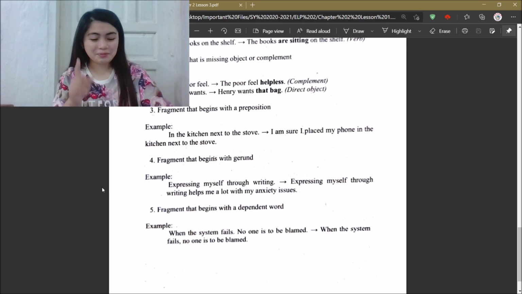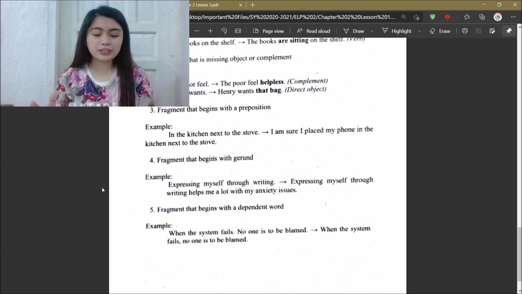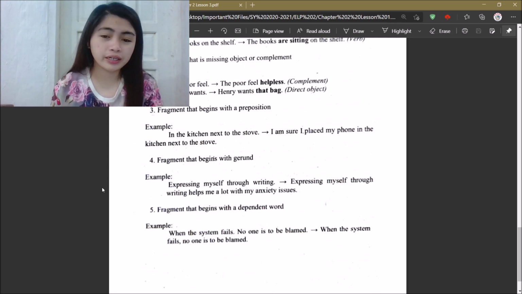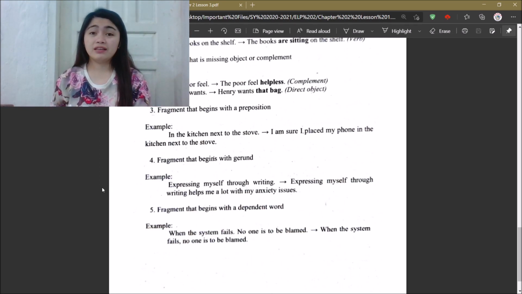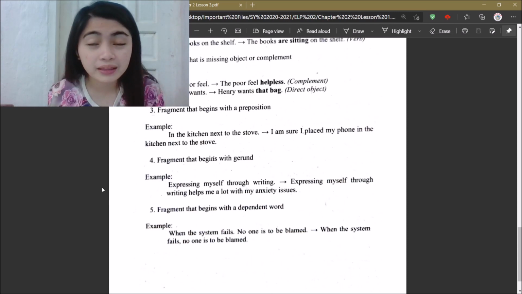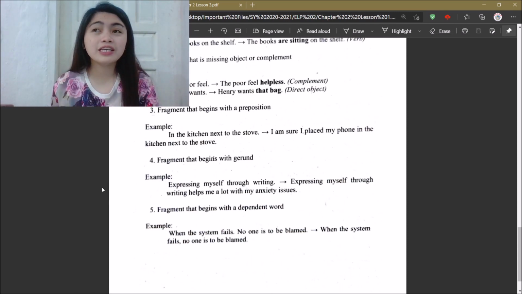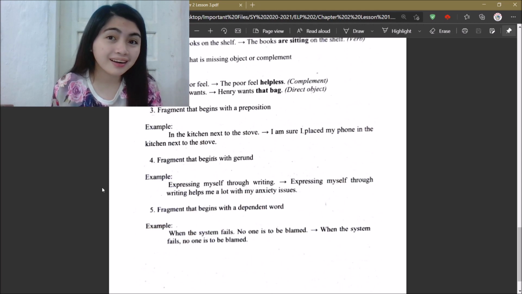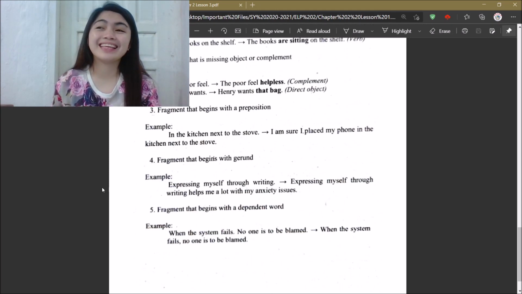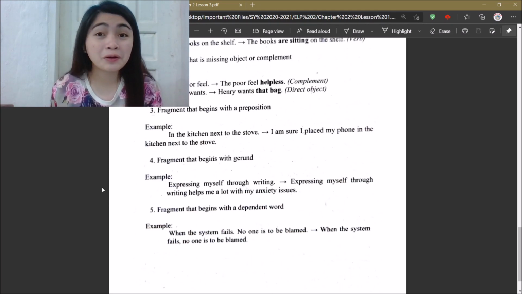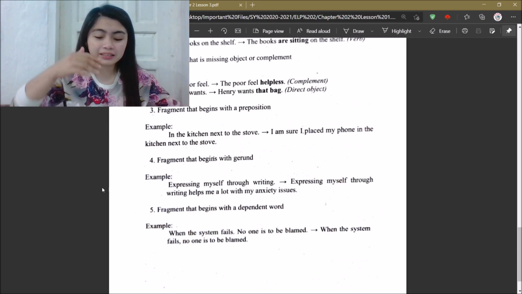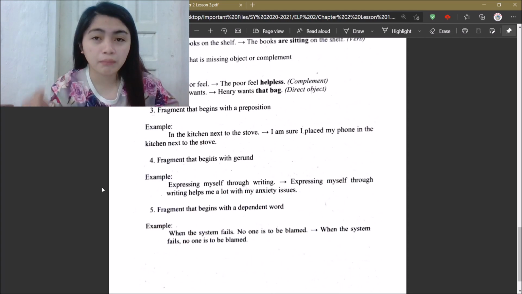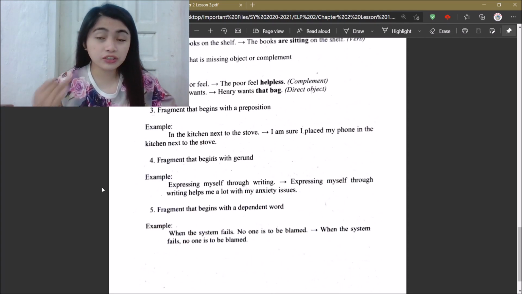Okay. Next, number 5, fragment that begins with a dependent word. So, ano bang pinagkaiba ng dependent at independent? So, kung sa Tagalog pa, dependent, umaasa, hindi siya nakakatayo sa sarili niyang paa. And independent is something na nakakatayo dahil kompleto na siya. So, yun yung ibig sabihin niya. So, dependent words are either a marker or a conjunction.